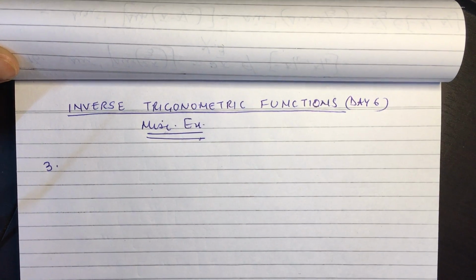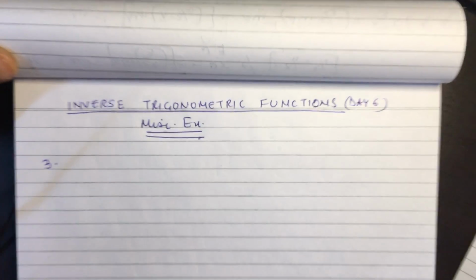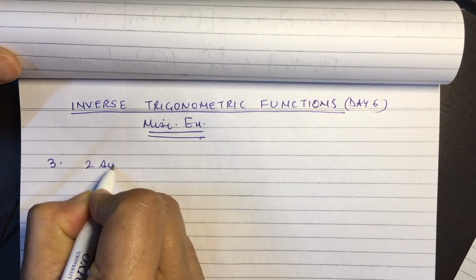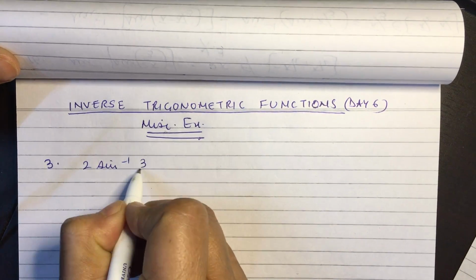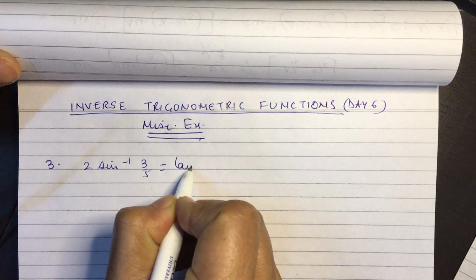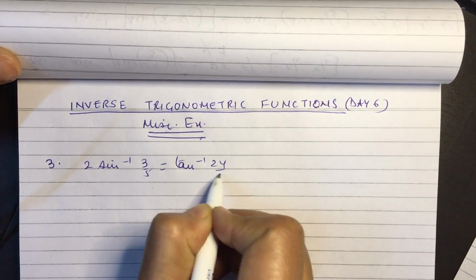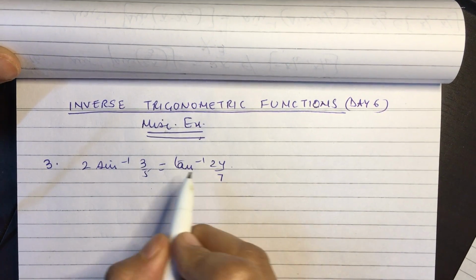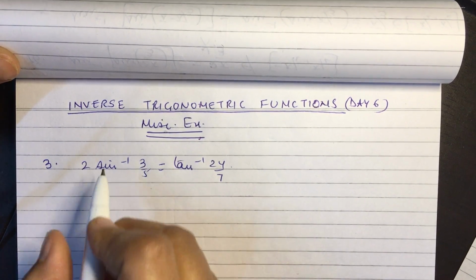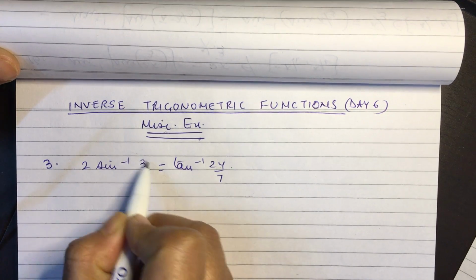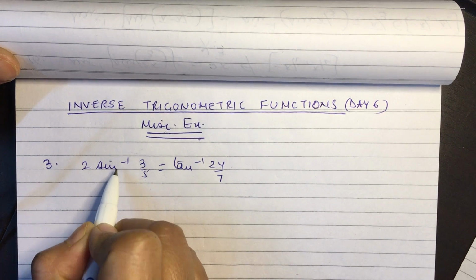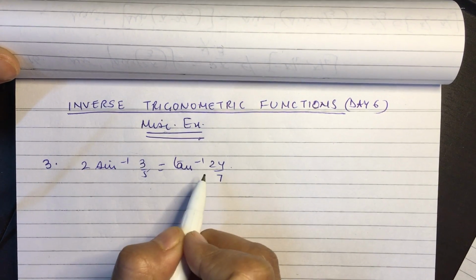The third question says that we have to prove that 2 sine inverse 3 by 5 is equal to tan inverse 24 by 7. Now again, like the procedure which we followed earlier, we'll be starting with the left hand side, and here we will convert it to the right hand side.